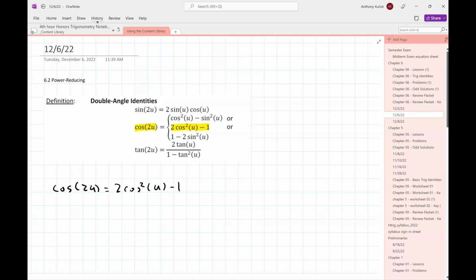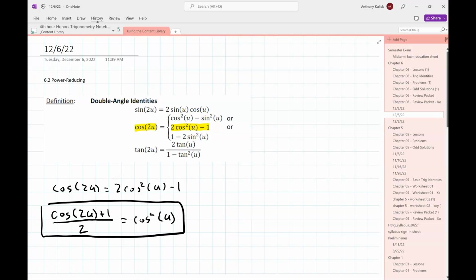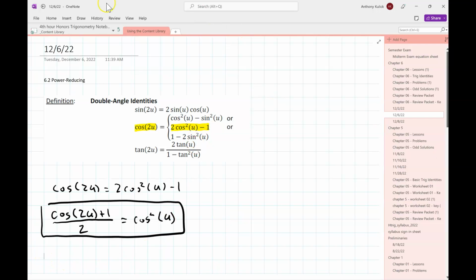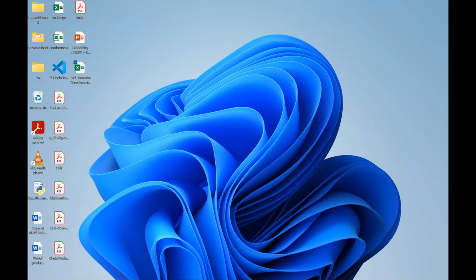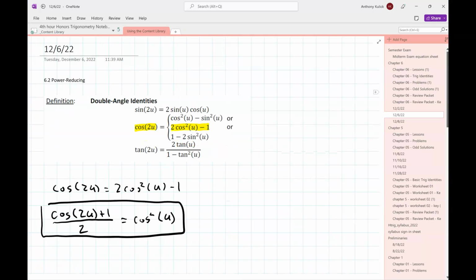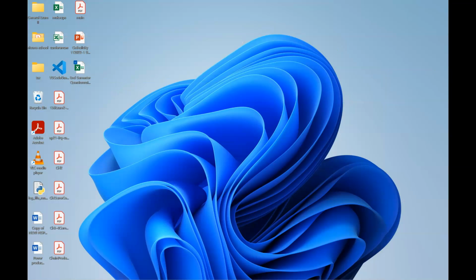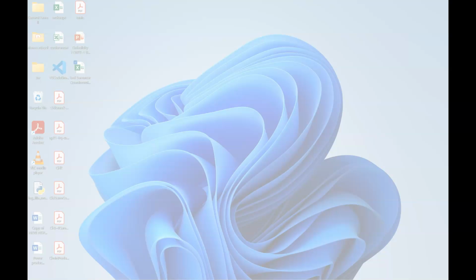Because if I rearrange this by getting the cosine squared u by itself, I'd add 1 over and divide by 2. And that's going to become what will be called a power reducing identity. I can do this then for any of these. And the result is going to be these 3 power reducing identities.